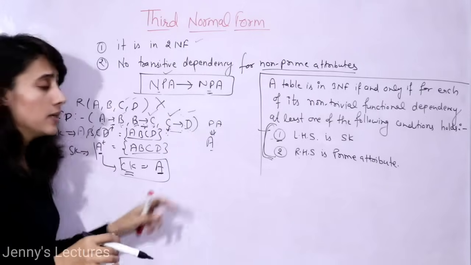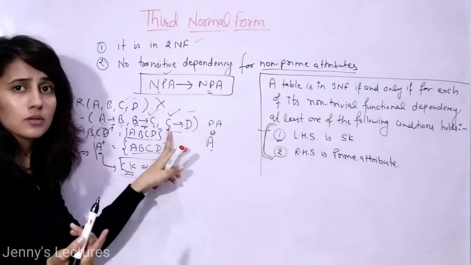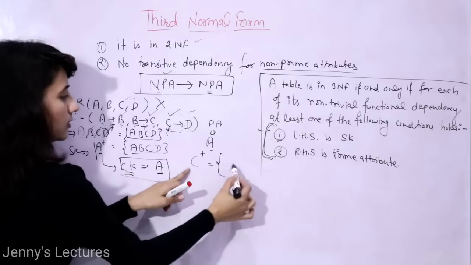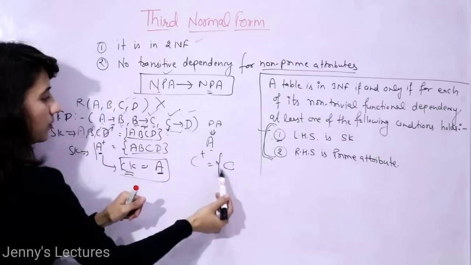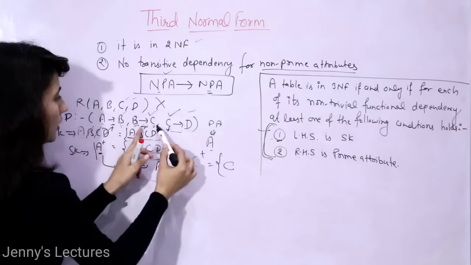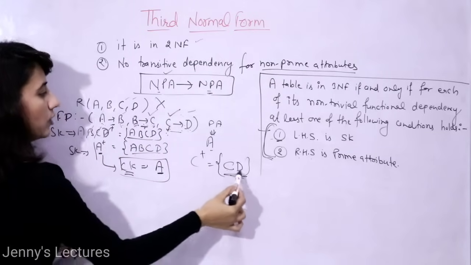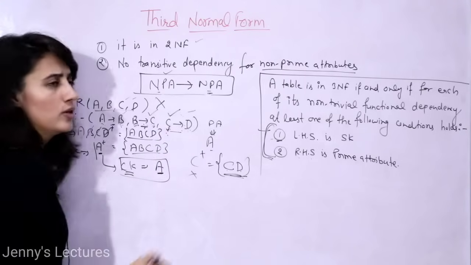See, here why I am saying that C is not a super key. Obviously if you find the C closure, what does it contain? It will determine C itself by the reflexivity property, and using the functional dependency, C can determine D, nothing else. So the attribute closure contains only C, D, not all the attributes. So C cannot be a super key, right?